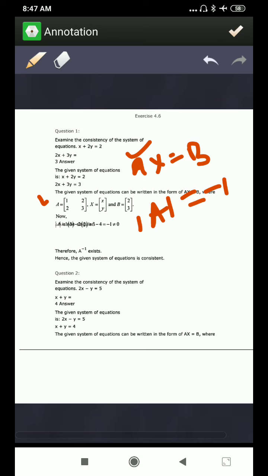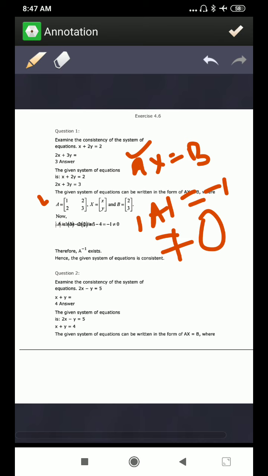Fine, which is not equal to 0. Whenever determinant of A is not equal to 0, you can say the system is consistent with the unique solution. As determinant of A is not equal to 0, so this system is consistent. So this question is over.